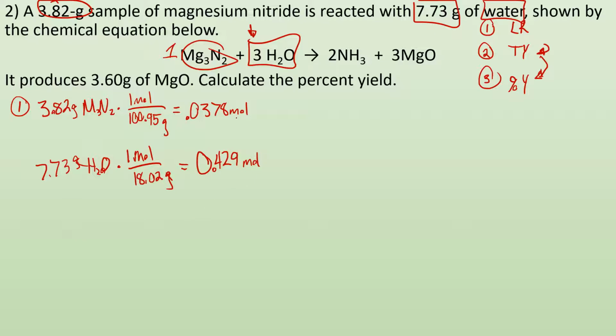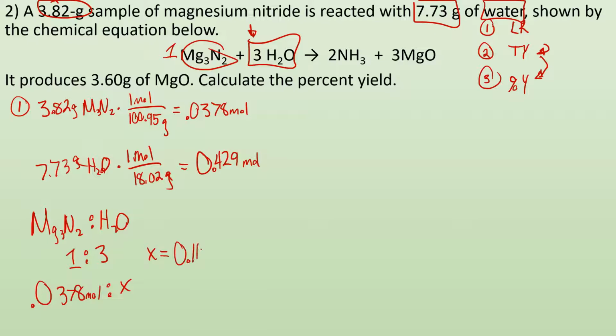So now I can take a look to figure out which one I'm going to run out of first. So I know that the ratio between magnesium nitride and H2O is a 1:3 ratio. So just pick one of them. I'm going to go with magnesium nitride, right? So if I had 0.0378 moles of magnesium nitride, how many moles of water would that be? Cross multiply and divide, X equals 0.1134, and that's going to be moles of H2O needed.